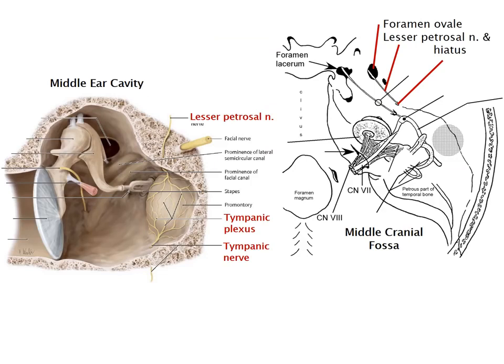From this perspective, we can visualize the tympanic nerve as it enters into the middle ear cavity via the tympanic canaliculus. Once inside the middle ear cavity, the tympanic nerve branches out to form the tympanic plexus on top of the promontory of the middle ear. These nerves then reunite toward the upper end of the plexus to form a single lesser petrosal nerve, as shown here. The lesser petrosal nerve exits the middle ear cavity via the lesser petrosal hiatus, and this nerve slides along the floor of the middle cranial fossa before exiting the cranial cavity via the foramen ovale.